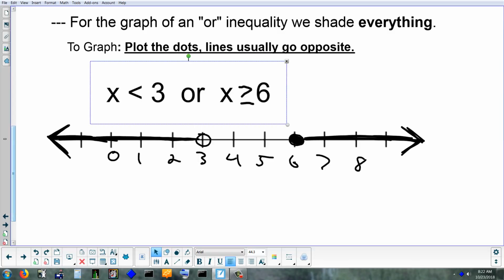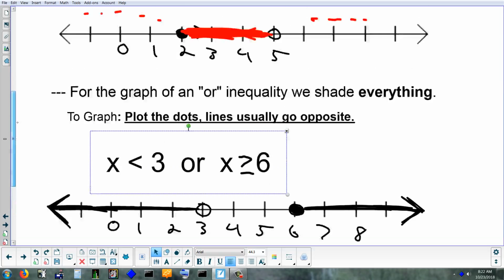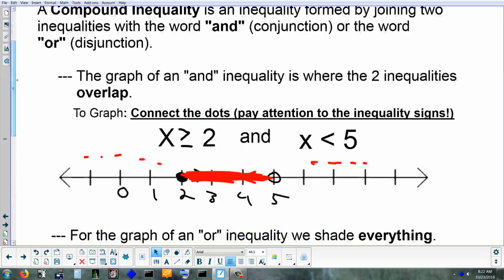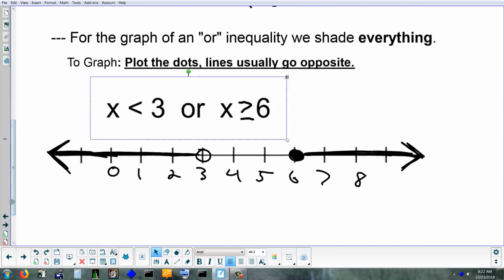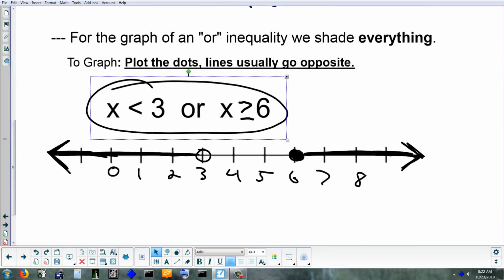So you get the concept. Okay, so that's basically how you graph an "and" and an "or." That's pretty much how they look. We're going to get into writing the "and" as a combined inequality next.